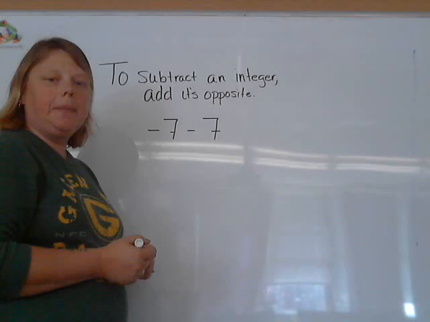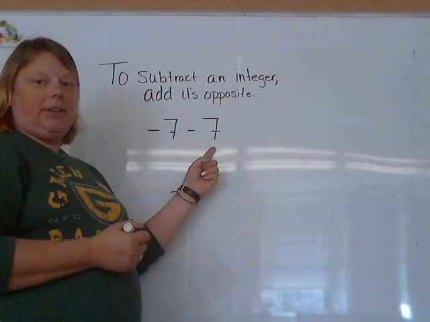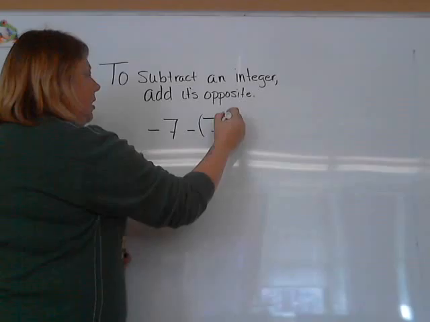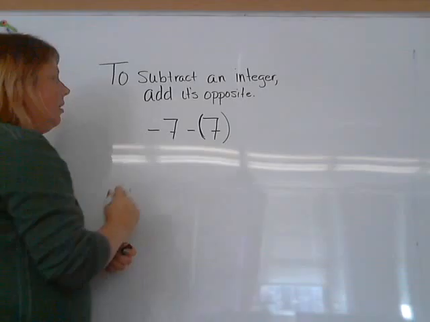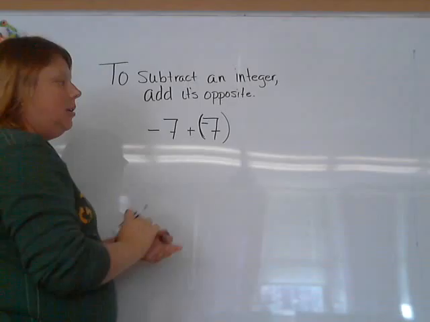To subtract negative numbers, what you need to do is add its opposite. So here we have an example, negative 7 minus a 7. What I would first do is put this 7 in parentheses. That way it tells me that that is a positive 7. So then I change this to a plus and change this to negative. Adding two negatives together, you get a negative number, 14.